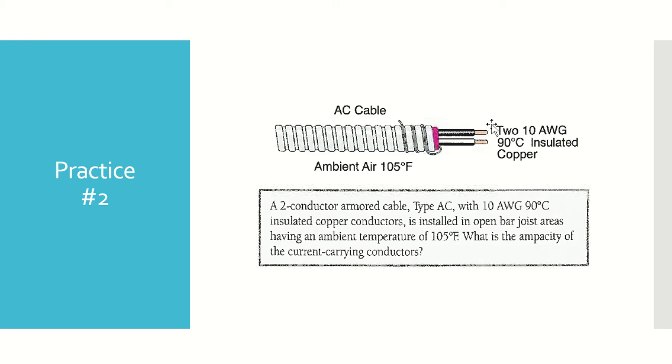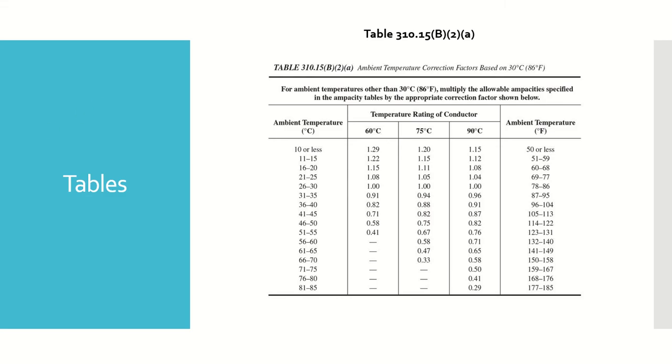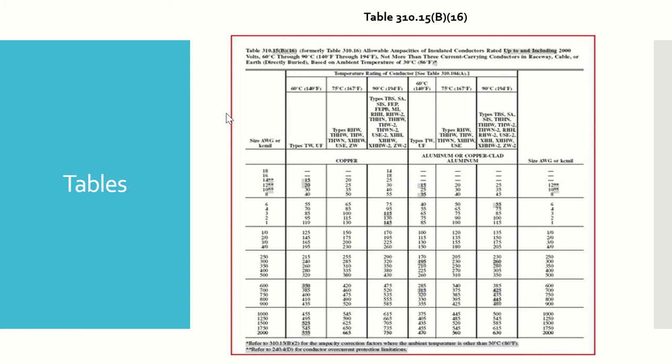We are less than 3 current carrying conductors, so we're good there. We don't have to make any adjustments. And notice these are 90 degrees C copper. So let's take a look at 310.15(B)(16). So 90 degrees C, and they were number 10s. So we can see where those two meet up. Good for 40 amps.